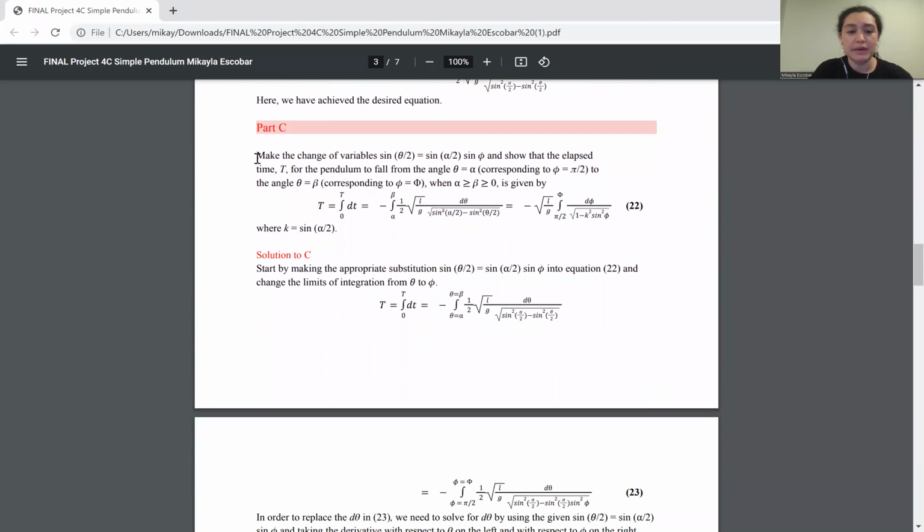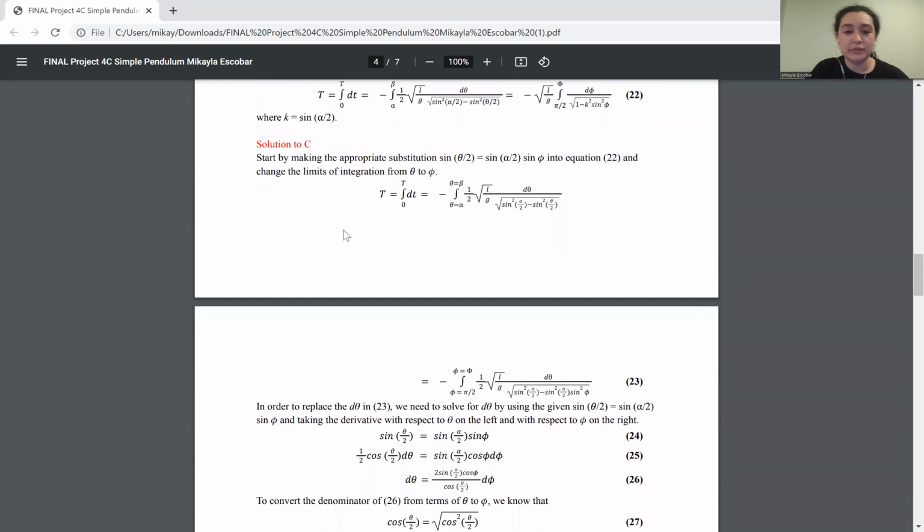In part C, make the change of variables where you now have sine of theta over 2 is equal to sine of alpha over 2 times sine of phi, and show that the elapsed time t for the pendulum to fall from the angle theta equal to alpha, and this corresponds to a phi value of pi over 2, to the angle theta equal to beta, and this corresponds to a phi value of, I guess, big phi, when alpha is greater than or equal to beta, which is greater than or equal to 0, is given by this series of equations here. And we're going to let k equal sine of alpha over 2.